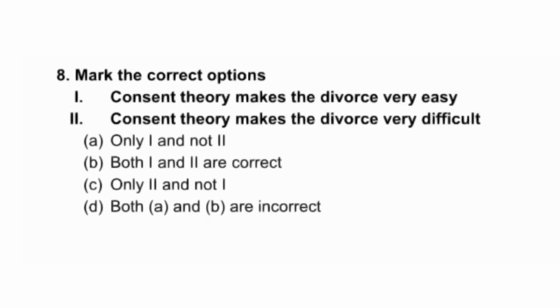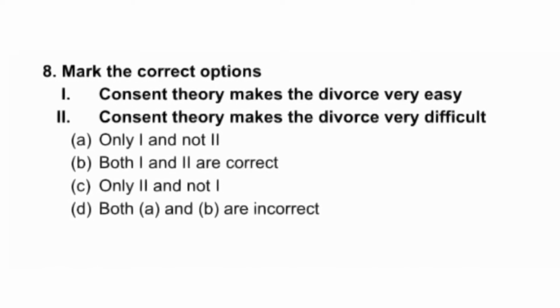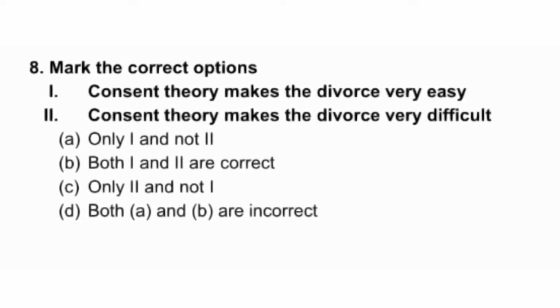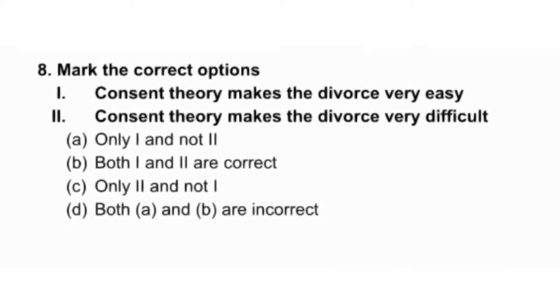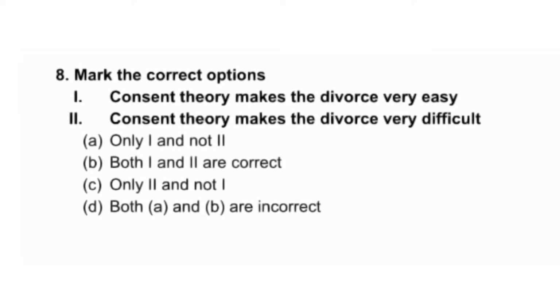आपका एट्थ क्वेश्चन है, mark the correct options. First, consent theory makes the divorce very easy. Second, consent theory makes the divorce very difficult. आपके ऑप्शन है A. Only 1 and not 2, B. Both 1 and 2 are correct, C. Only 2 and not 1, D. Both A and B are correct.